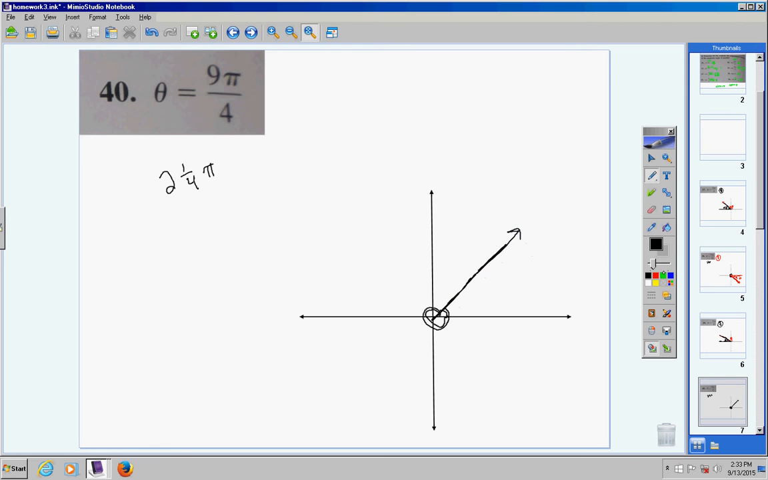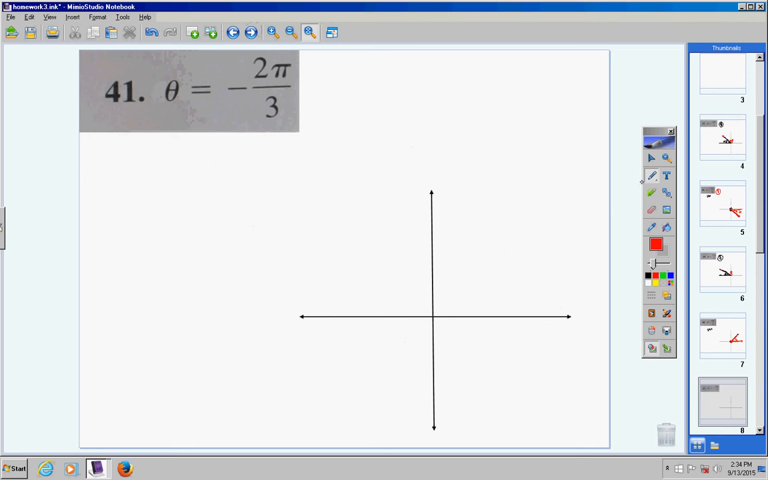So the reference angle is going to be the terminal side with the x-axis. So it's really easy. You're left over with 1/4, or pi over 4. I mean, think about it. You rotate from here to here is 2 pi. You want 2 1/4, so you go a little bit extra here, which is 1/4. So this little extra angle right here is 1/4 pi, or pi over 4. Alright, number 42.